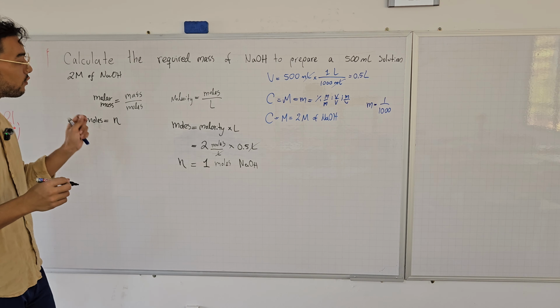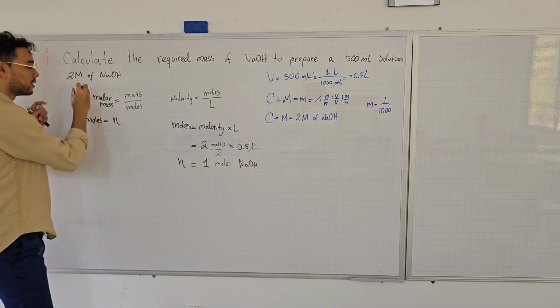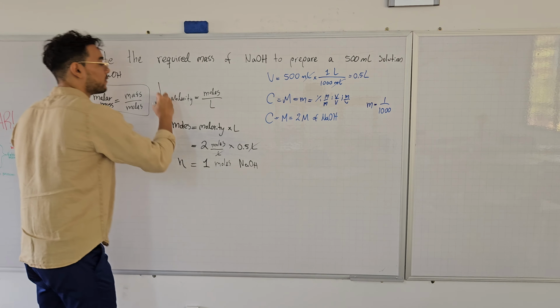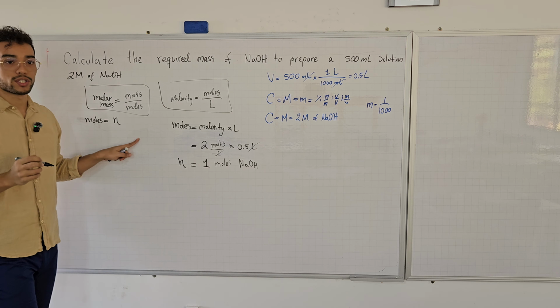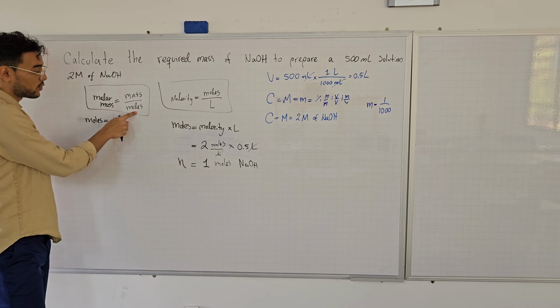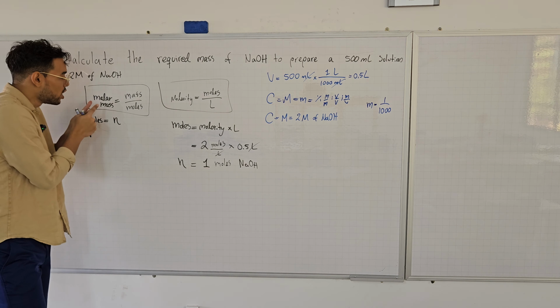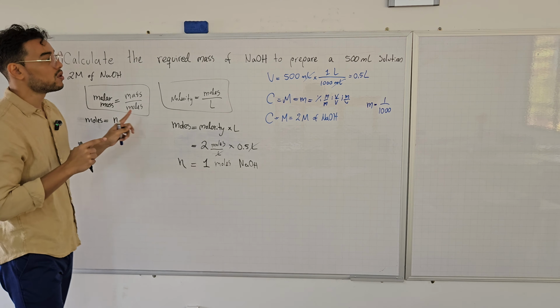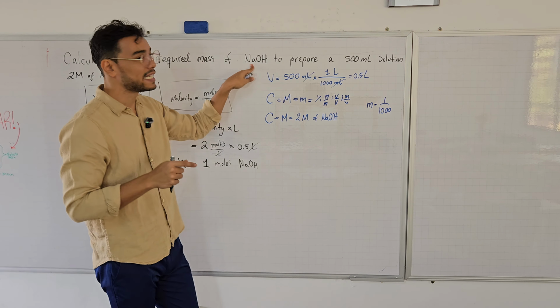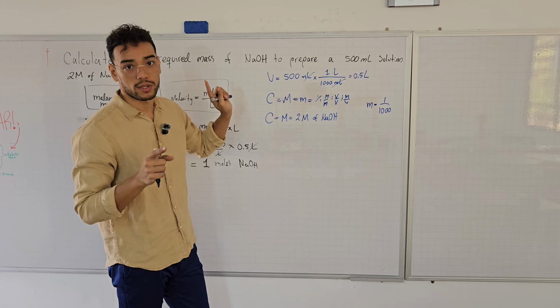Now I need to find the mass. So we use this equation. Look at this. We can solve this problem only with these 2 equations. So we have moles, I'm sorry. And we always know the molar mass, because the molar mass is nothing more than the addition of the atomic weights of every single element in a molecule.